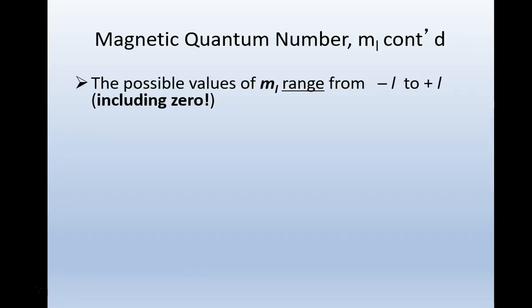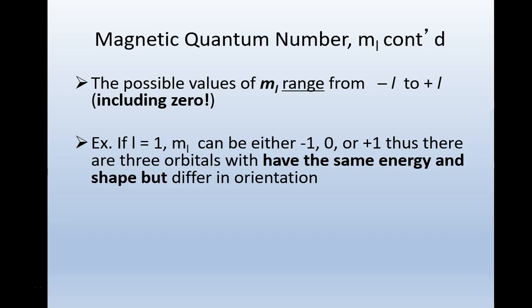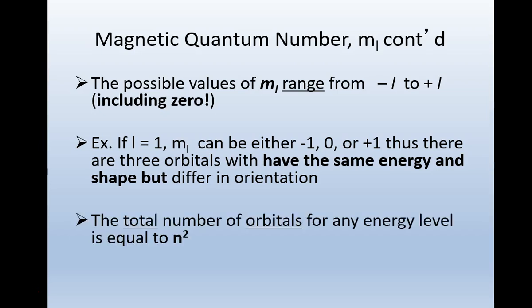The magnetic quantum number has possible values, and those values range from -L to +L, including the 0. And if L equals 1, therefore ml is going to be -1, 0, +1. And there will be 3 orbitals that have the same energy. Remember, these are called degenerate orbitals. The total number of orbitals for any energy level can be calculated using the formula n to the second power. And each orbital can hold 2 electrons, as I've been mentioning through the presentation.